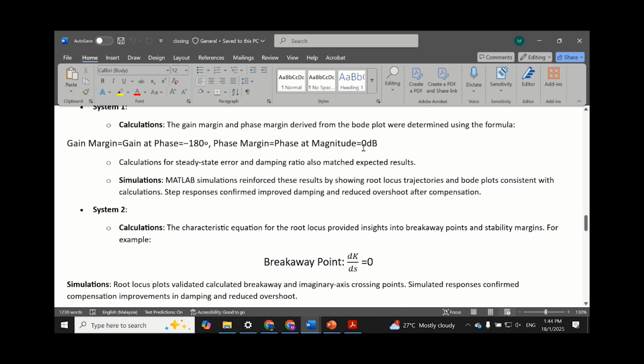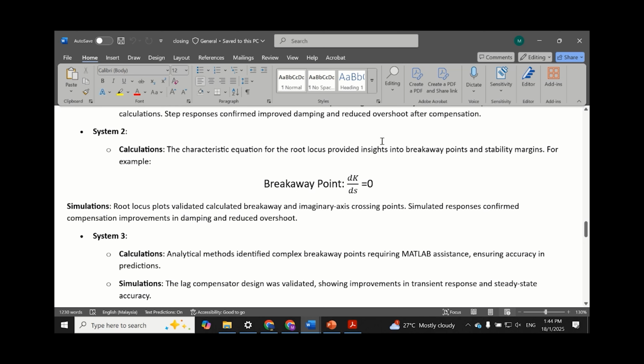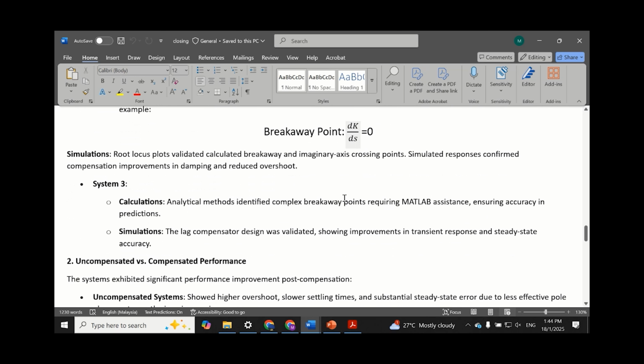For simulation, the MATLAB simulations reinforce these results by showing root locus trajectories and Bode plots consistent with calculation. Step responses confirm improved damping and reduced overshoot after compensation. For System 2, the characteristic equation for the root locus provides insights into breakaway points and stability margin. For example, the breakaway point is where the differentiation of K equals 0. So the root locus plot validated the calculated breakaway and imaginary axis crossing points. The simulated responses confirm compensation improvement in damping and reduced overshoot.